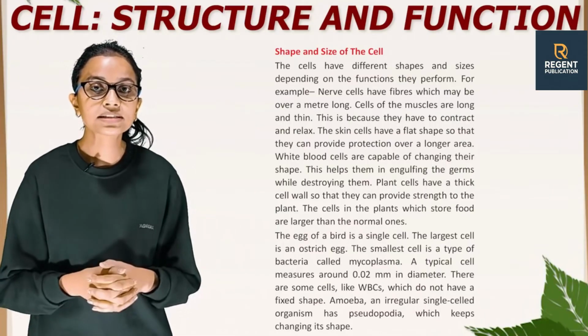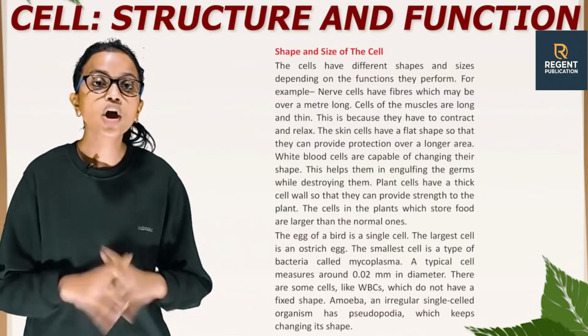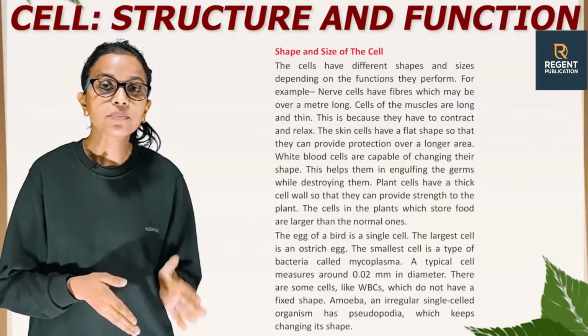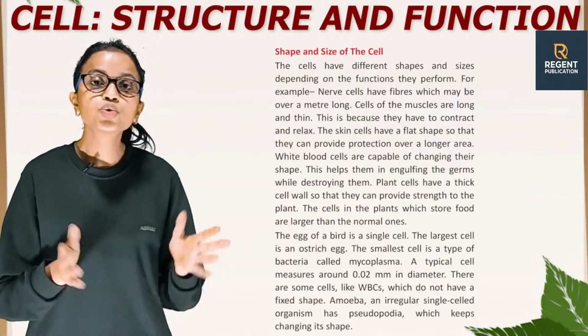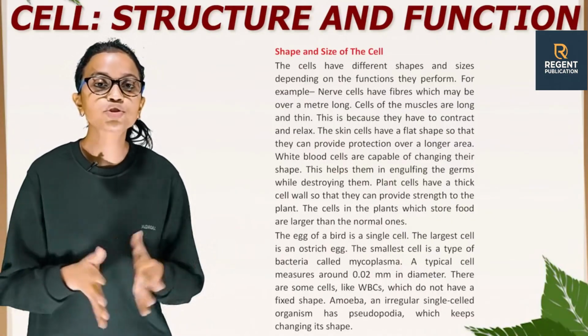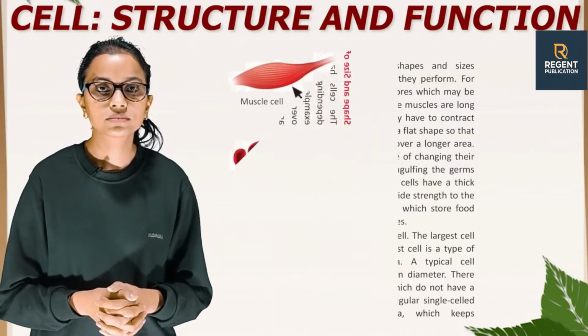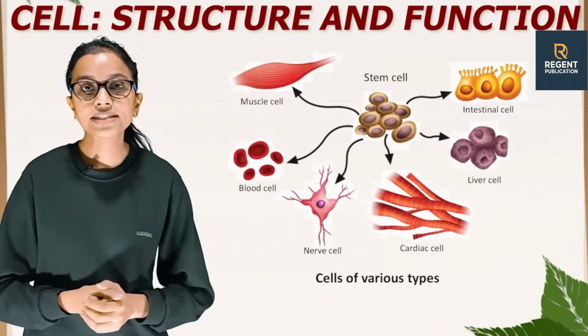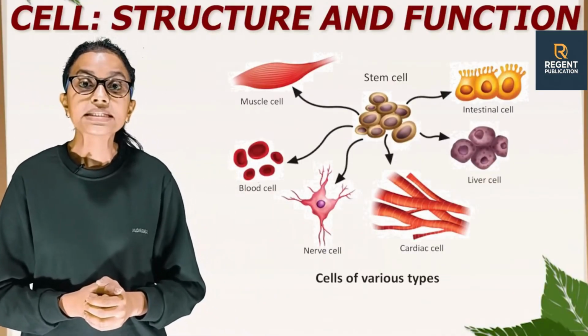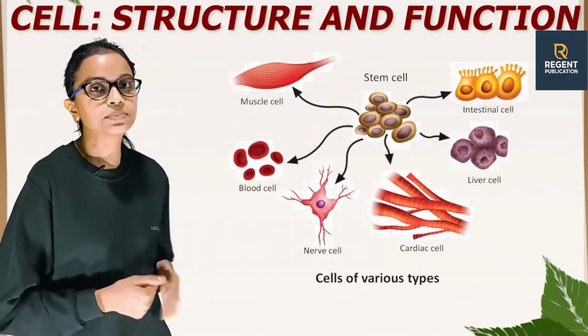There are some cells like WBCs which do not have a fixed shape. Amoeba, an irregular single-celled organism, has pseudopodia which keep changing its shape. So students, this is the diagram showing cells of various types. So cells look like these.